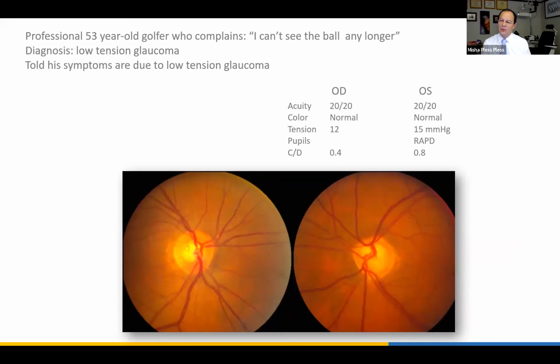And when the ball went far away, the patient could not see the ball any longer and carried with him a history of low tension glaucoma. Low tension glaucoma and its cousin disease, normal pressure hydrocephalus, is a diagnosis of exclusion, and you need to take this diagnosis with a grain of salt. He was told that his symptoms were due to the low tension glaucoma, and here you see the examination.